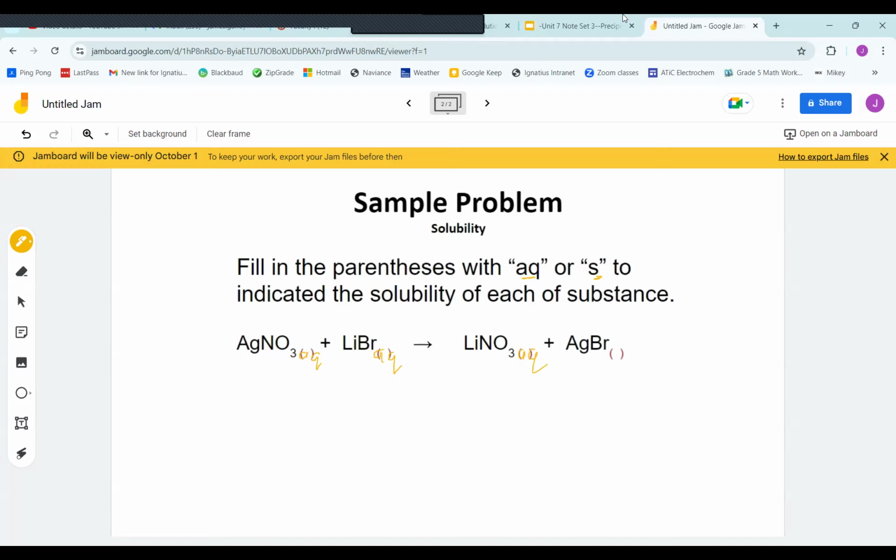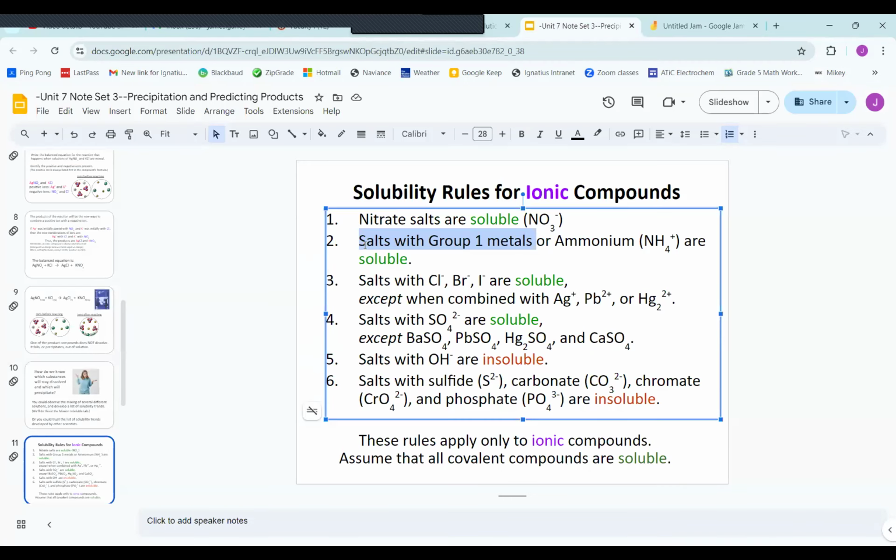Now let's consider AgBr. Let's go back to our rules. Okay, AgBr. Is there a nitrate ion in it? No. Is there a salt with a group 1 metal or ammonium ion? Well, check where Ag is. Is it in group 1? No. Is ammonium ion part of AgBr? No. So rule 2 does not apply.